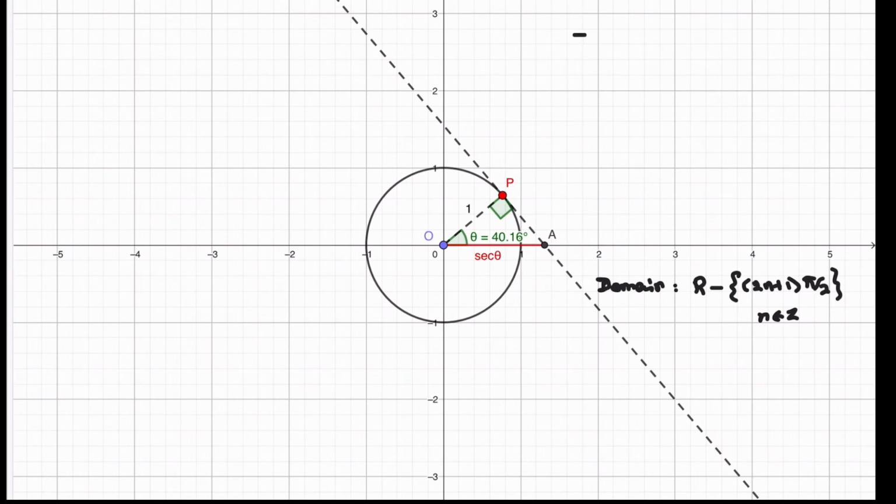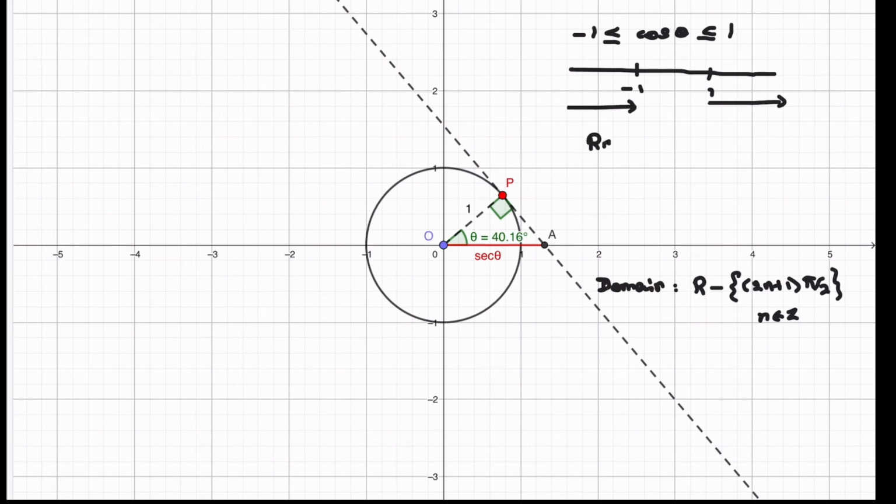And we know that minus 1 is less than or equal to cos theta, which is less than or equal to 1. Cos theta takes all real values from negative 1 to positive 1. Secant theta is the reciprocal of cos theta. It takes values from 1 to infinity and minus infinity to minus 1. Therefore, the range for secant function is R minus open interval negative 1 to positive 1.